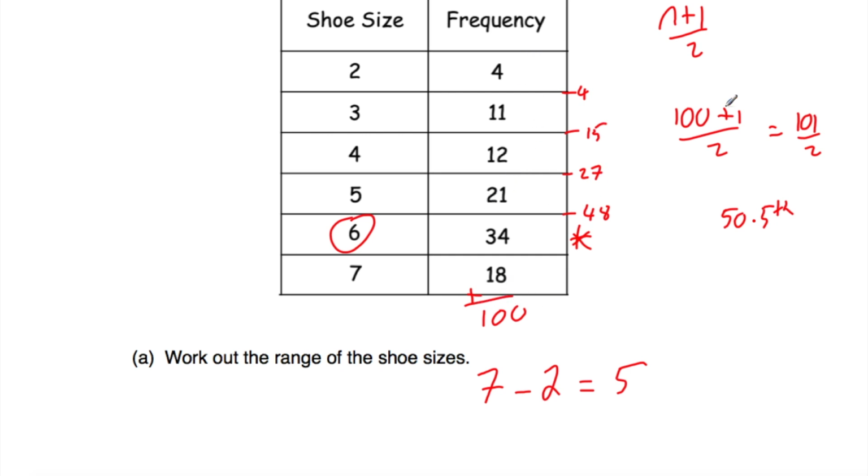We take the 100 people, add 1, which is 101, and divide by 2, so the median is the 50.5th value. Then you need to find that person. The first 4 people have a shoe size of 2, no. Then the next 11 have a shoe size of 3, so that's 15 people so far, and the 50.5th wouldn't be in there. Then another 12 people, that's 27. Another 21 people, that's 48 people so far. We're looking for the 50.5th value, and with another 34 people, it's definitely going to be in there. So the median would be 6. And that's it.